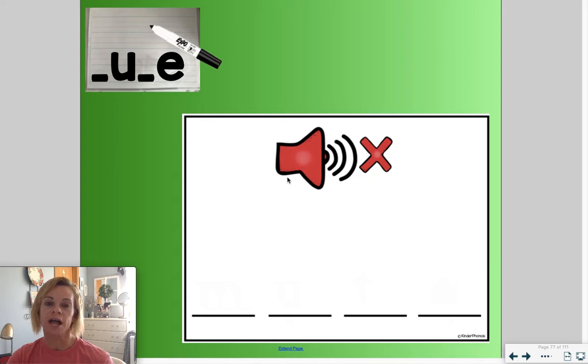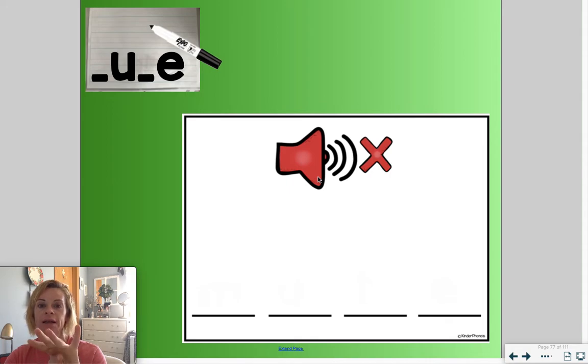Now we're going to get out our dry erase boards and our markers, and we're going to try writing some words that have the U and the lazy E. So if you need to push pause so that you can get your dry erase board and marker set, go ahead and do that, and when you're ready to write your words, you can push play. The first word we're going to write today is the word mute. This is a little picture of a speaker, and then it has the X after it, which means there's no sound coming out. Mute is another word that means there's no sound. So stretch it out and write the sounds you hear, and remember to put the lazy E at the end.